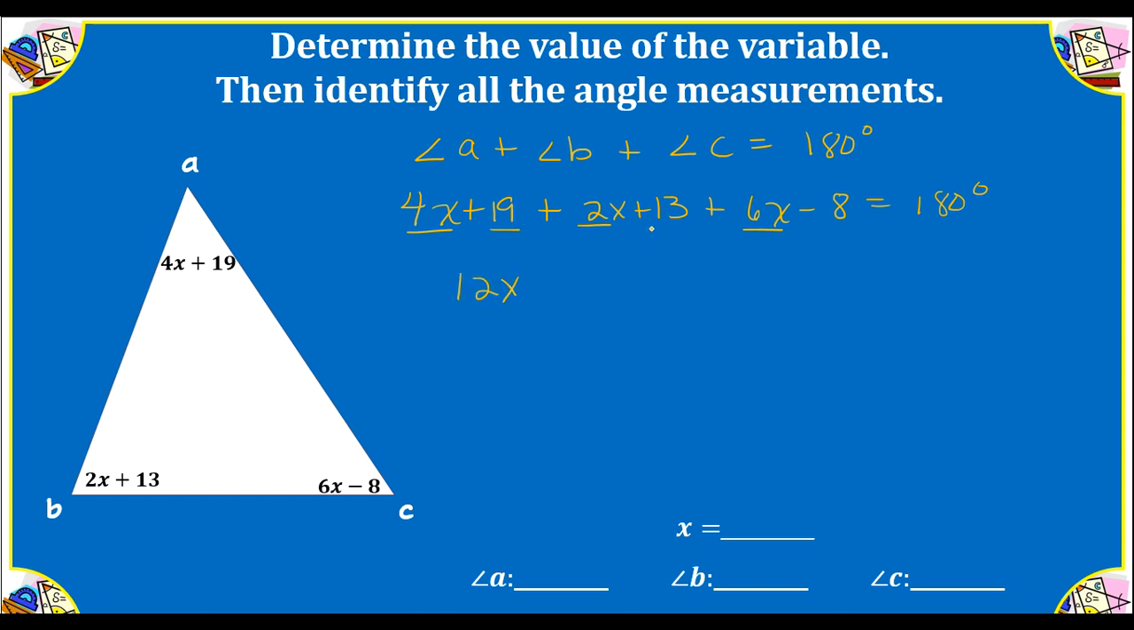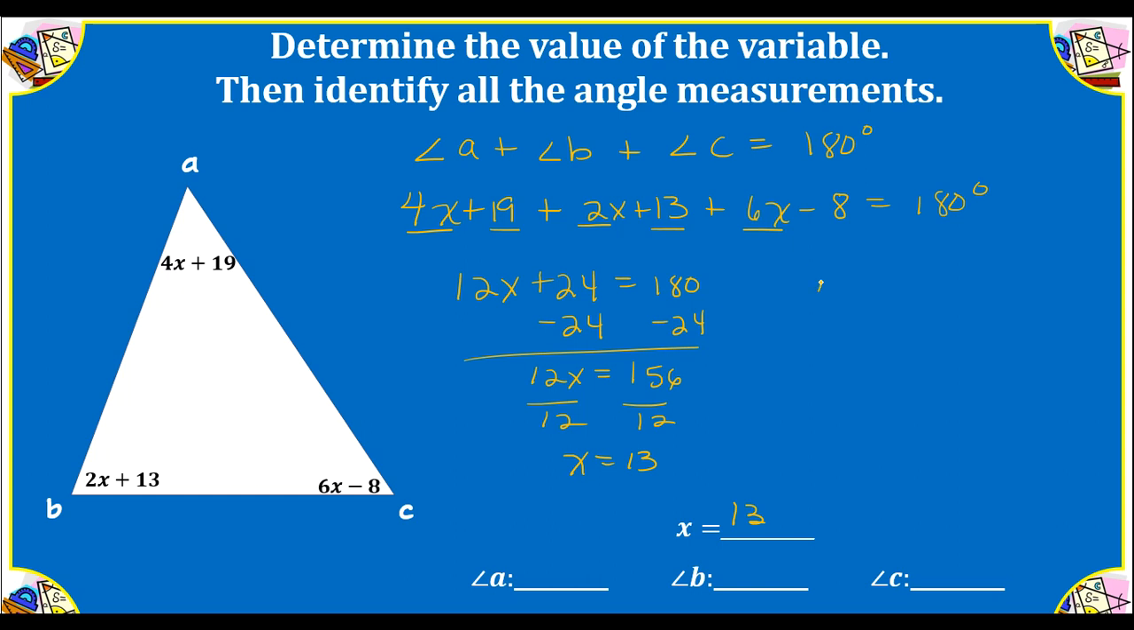And then we have 19 and 13. That's going to be, I believe, 32. Let's not make any mistakes on this. 19 plus 13 minus the 8 gives us 24. Subtract out the 24. 156. Let's divide each side by 12. And my value of x is 13.